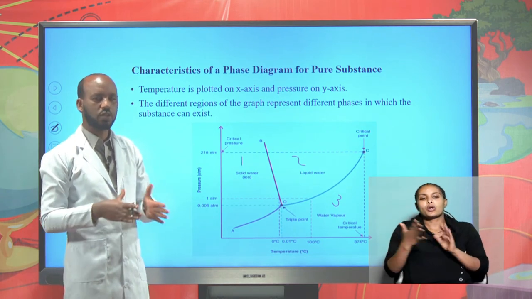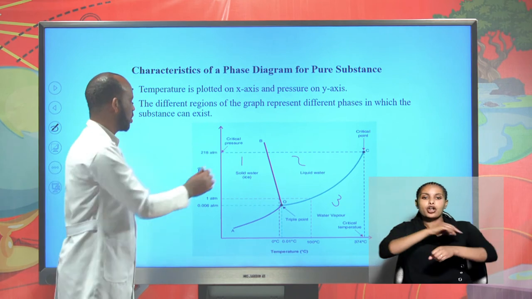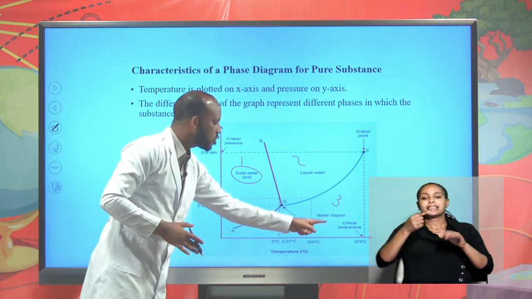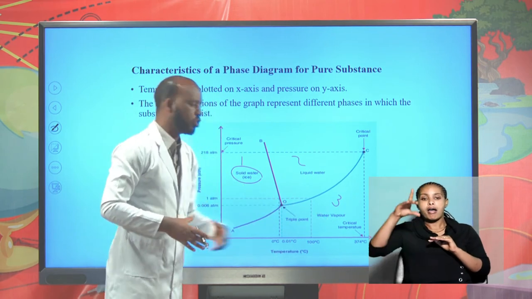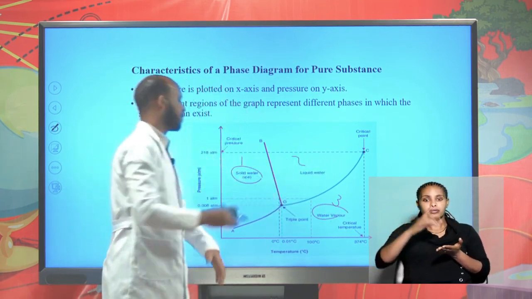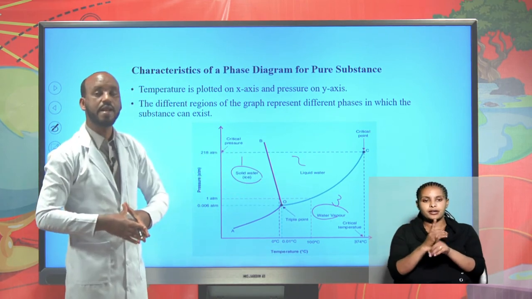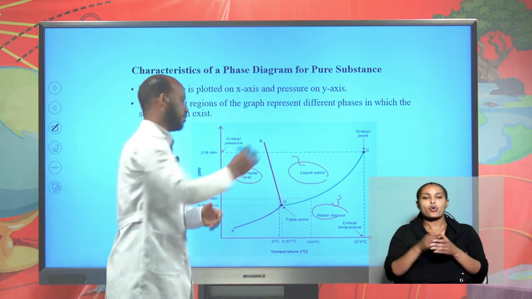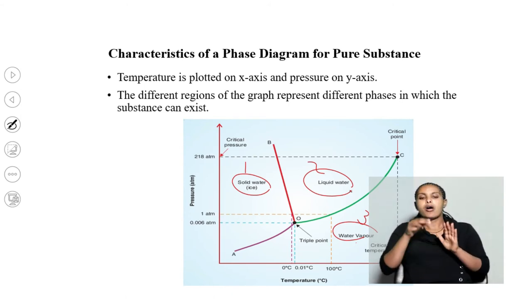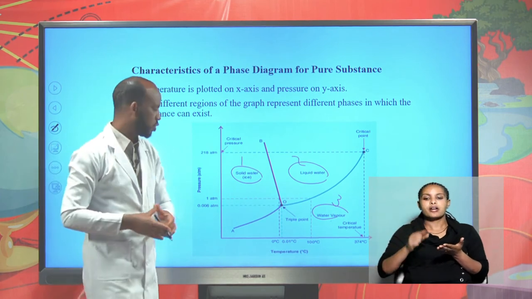We know that a substance will exist in solid state at high pressure and low temperature. This is solid water, which is known as ice. A substance will exist in gaseous state at high temperature and low pressure. This is water in gaseous state, water vapor. At intermediate conditions, a substance will exist in liquid state. This is liquid water. Therefore, region A or B is solid water, which is ice. B or C is liquid water. A or C is water vapor, water in gaseous state.